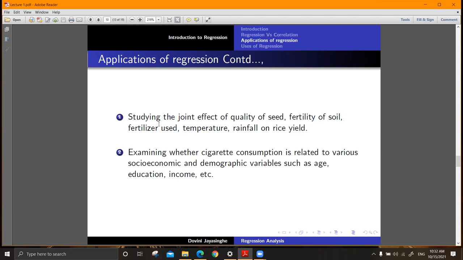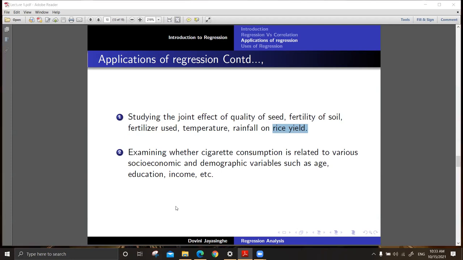studying the joint effect. Okay, so what is this analysis? They are studying the joint effect of some of these on rice yield. Just give me a minute. I'm getting a big sound here. Give me a minute. Okay, I'm extremely sorry about that. I was getting a huge background noise.